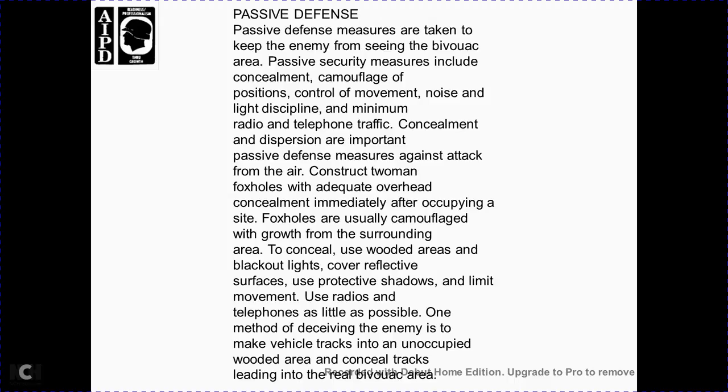Passive defense measures are to be taken to keep the enemy from detecting the bivouac area. The passive security measures include concealment, camouflage, position control, movement with noise and light discipline, and minimum radio and telephone traffic. Concealment, dispersion, and employment of passive defense measures protect against air attack, with constructive deployment: two-man foxholes with adequate overhead cover and concealment immediately after occupying the site. The foxholes are usually camouflaged with the surrounding area and concealed in wooded areas, with blackout of lights, and cover of reflective surfaces to protect against shadow. Limit movement in the radio areas, and keep telephones as light as possible.